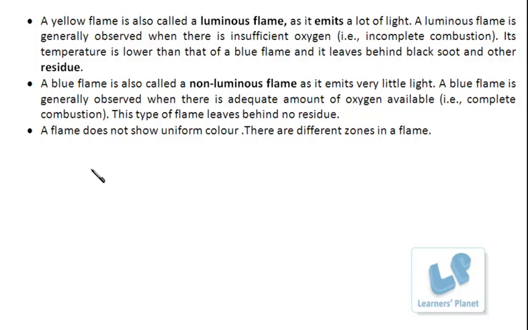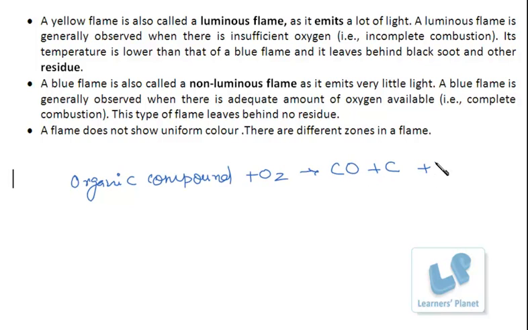In case of incomplete combustion, what are the products formed? The organic compound plus oxygen forming carbon monoxide plus carbon plus water. And this carbon comes out as soot. Right? Its temperature is lower than that of the blue flame and it leaves behind black soot and other residues.